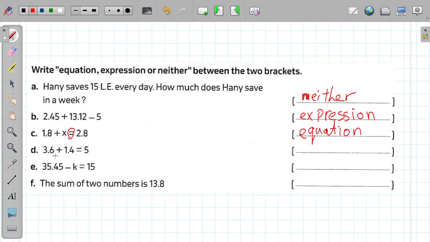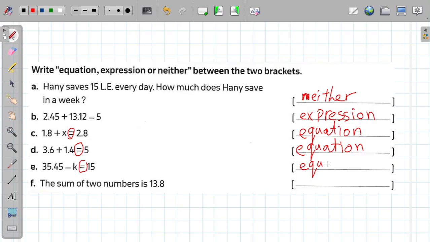Next one, I have here 3.6 plus 1.4 equals 5. So I have here an equal sign, so I can call it an equation. This is very nice. Next I have 35.45 minus k equals 15. So I have an equal sign, so I can call it an equation.